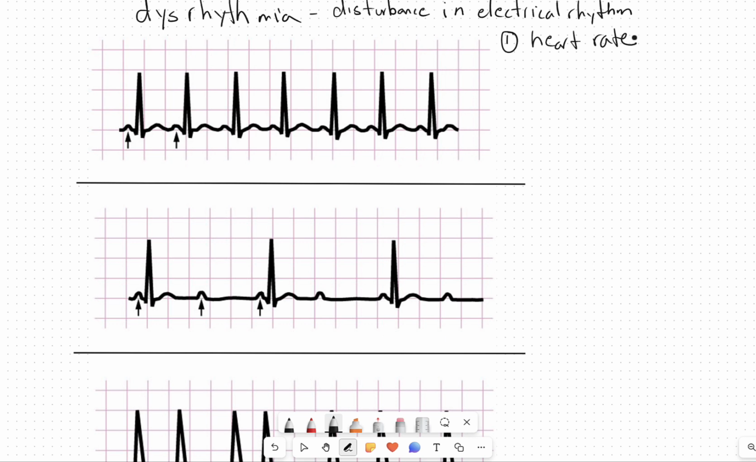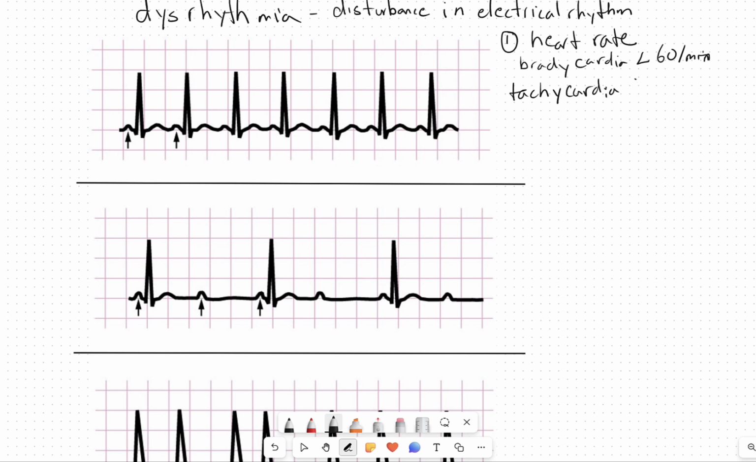The term bradycardia is given to a trace that shows less than 60 beats per minute. So this heart would be pumping abnormally slow. Maybe the SA node is not pacing correctly. And then tachycardia is going to be when the heart is beating faster than 100 beats per minute. So a tachycard is beating very quickly.